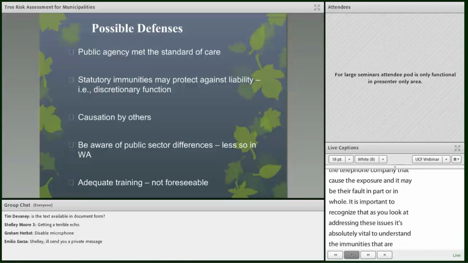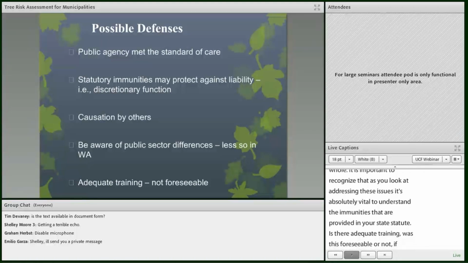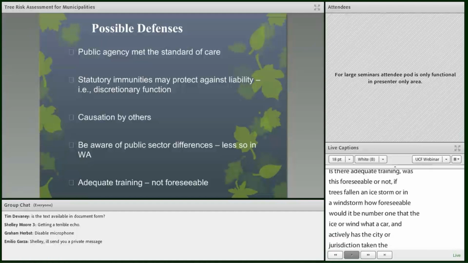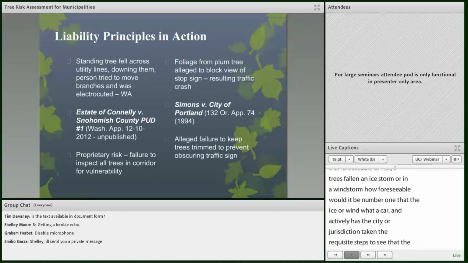Is there adequate training? Was this foreseeable or not? If trees fall in an ice storm or in a windstorm, how foreseeable would it be, number one, that the ice or the wind would occur, and secondly, has the city or the jurisdiction taken the requisite steps to see that the trees are in a stable condition? All of that can play into how a case is defended.